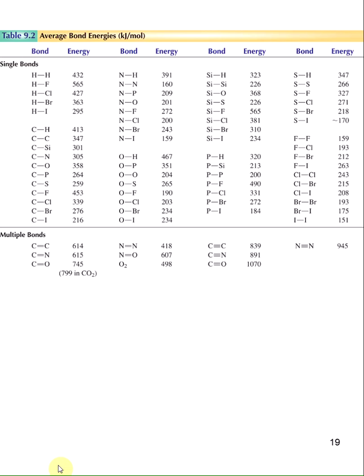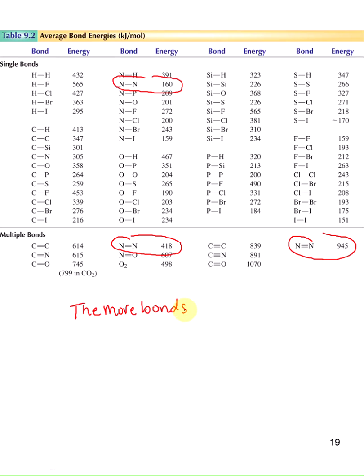Now we mentioned on the previous slide there were things such as single, double, and triple bonds. So I just want to draw your attention to the nitrogen-nitrogen single bond, the nitrogen-nitrogen double bond, and the nitrogen-nitrogen triple bond. So what we want to conclude from this, and you can find other examples in here, is that the more bonds there are, so the higher the bond order, the stronger the bond. So the more bonds between atoms, the stronger that bond is going to be.